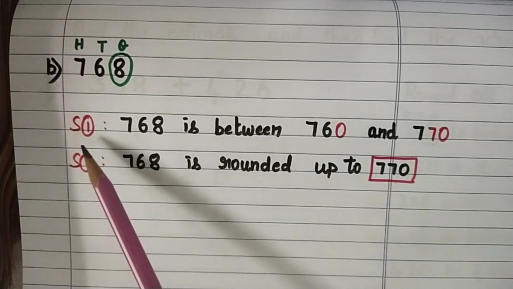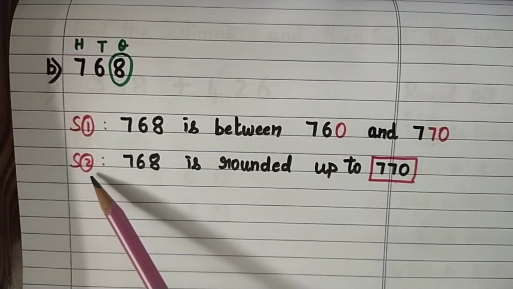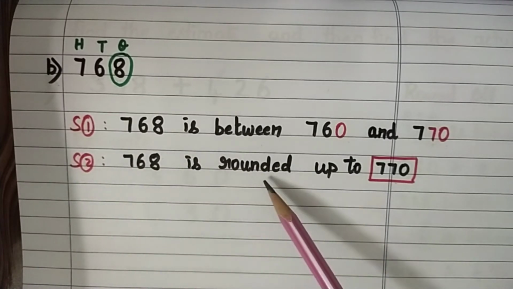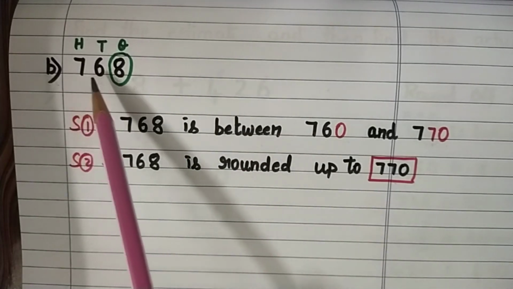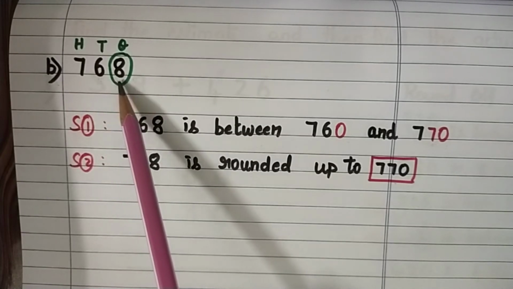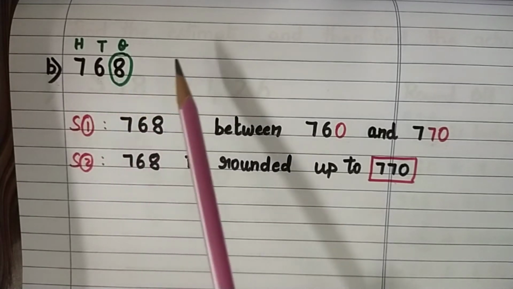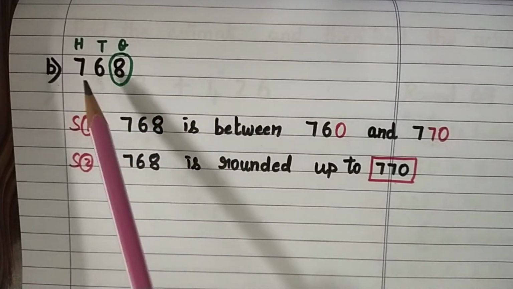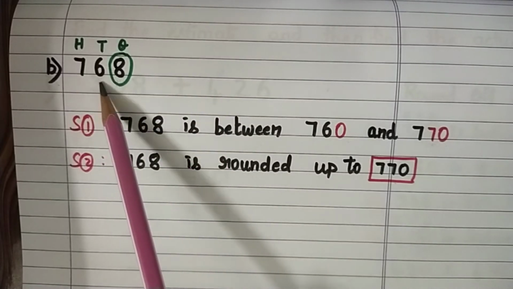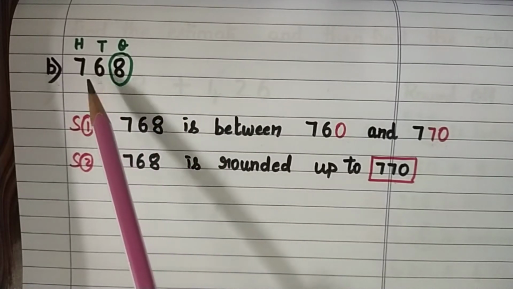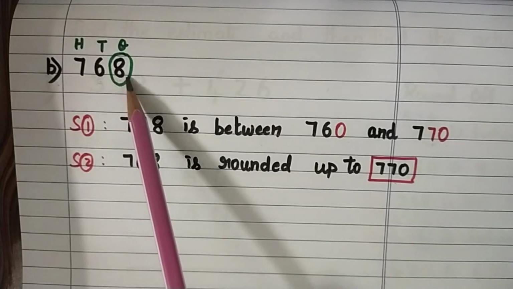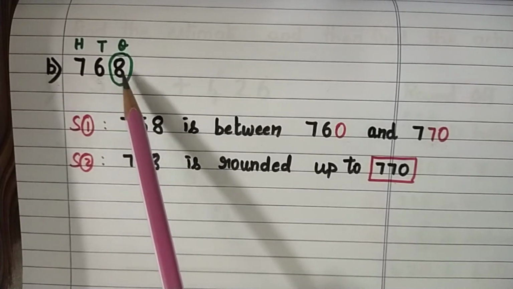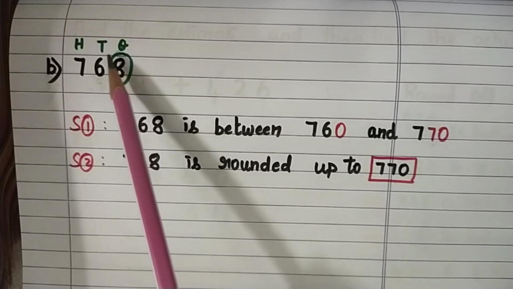After finding step 1, now we are moving to step 2. Step 2 is to find the round off number. To find the round off number, children, we need to think first: 768 should be rounded to the nearest 10. Nearest 10 means focus should be given to the right place of the tens place. What is the right place of the tens place? It is the ones place. The ones place is what? It is 8. So circle the ones place, children.